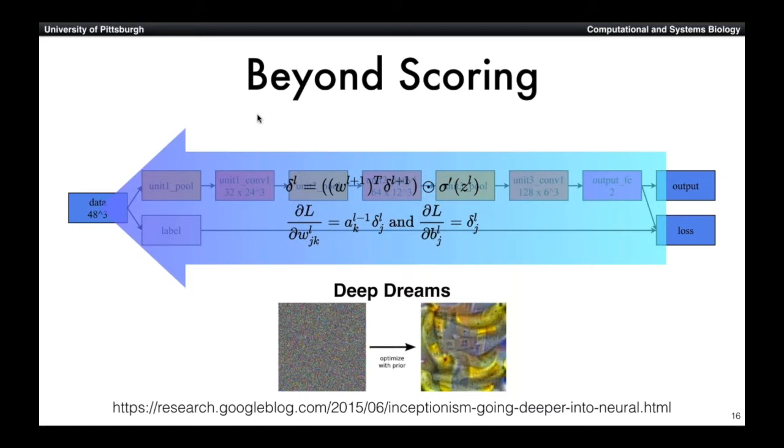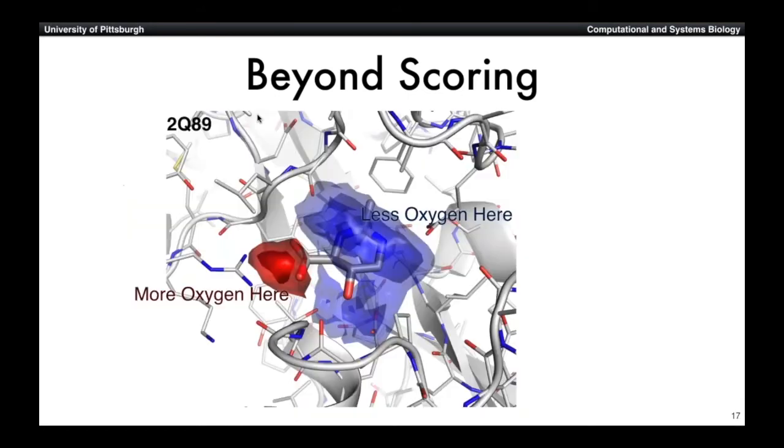And this is the problem we're facing. When we backpropagate, we get something like this that says, okay, in this region, I want more oxygen here. In this region, I want less oxygen here. But this isn't fully physical. In fact, if you look at that ligand carefully, it's saying, I want less oxygen in a place where the ligand doesn't actually have any oxygen to begin with. Kind of hard to make that ligand.